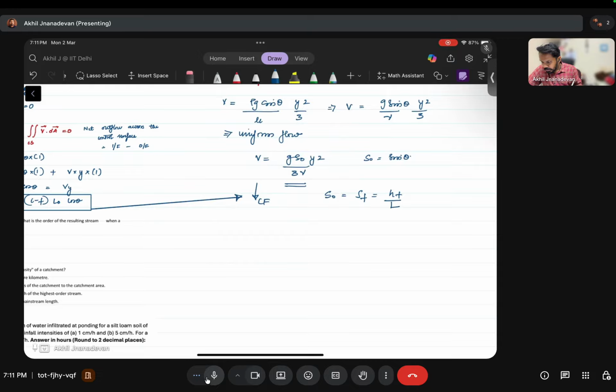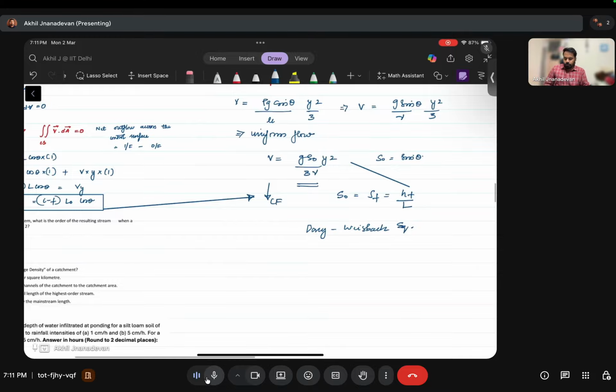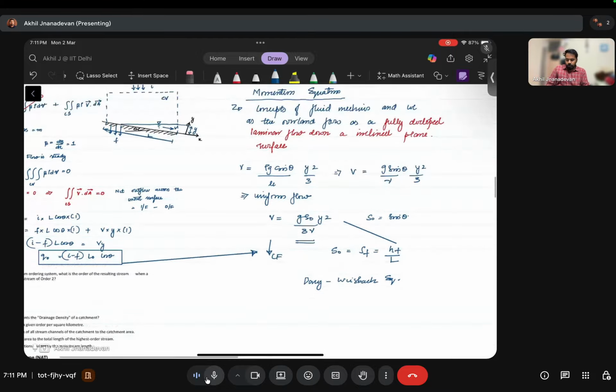So then we can further derive and simplify this. We can substitute hf by L here, and we can compare this with the Darcy-Weisbach equation and come up with the relation for the laminar flow, that is the overland flow. This is how it is derived. The further derivation you can see in the lecture.